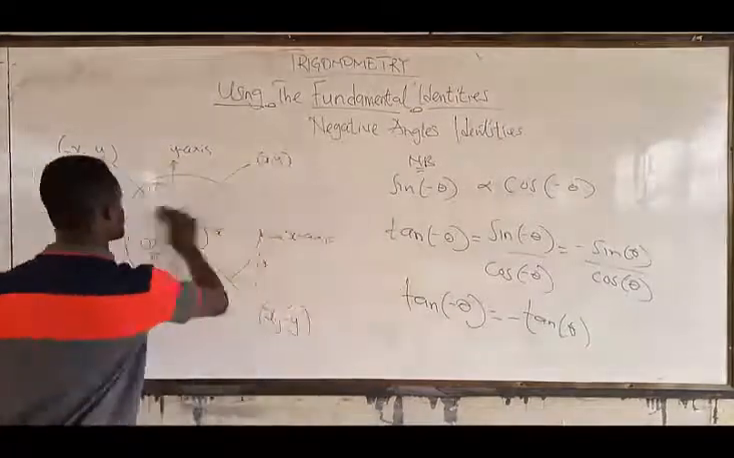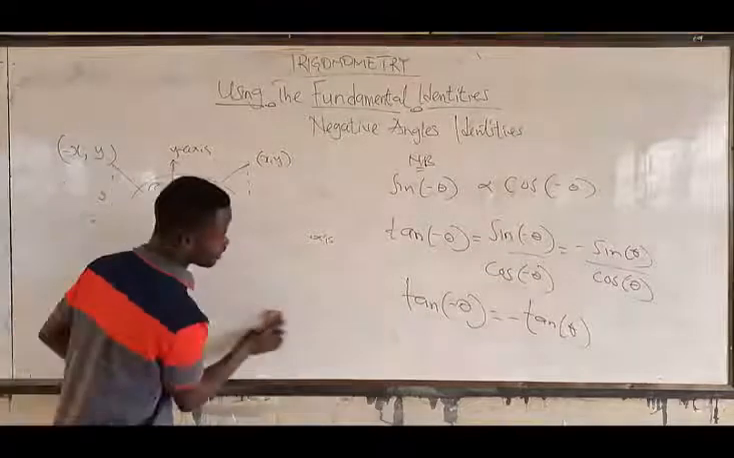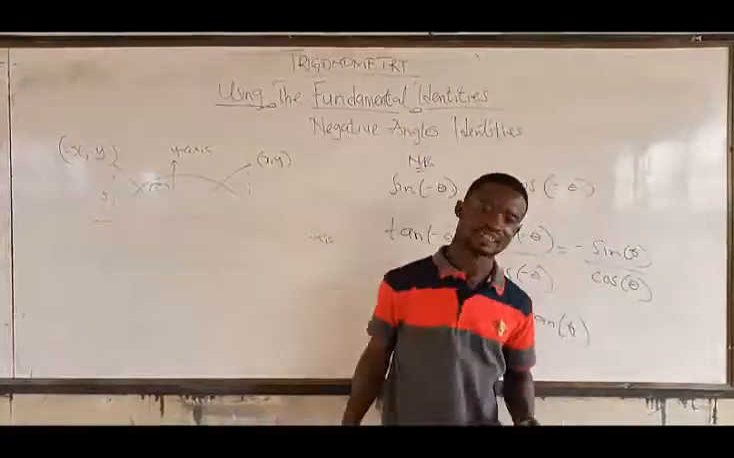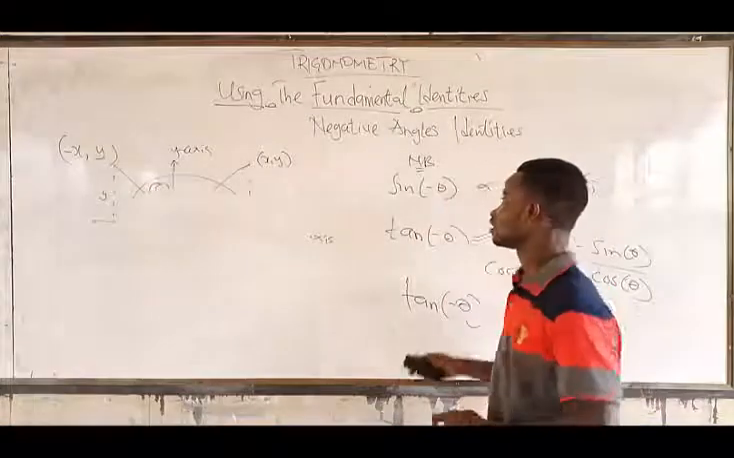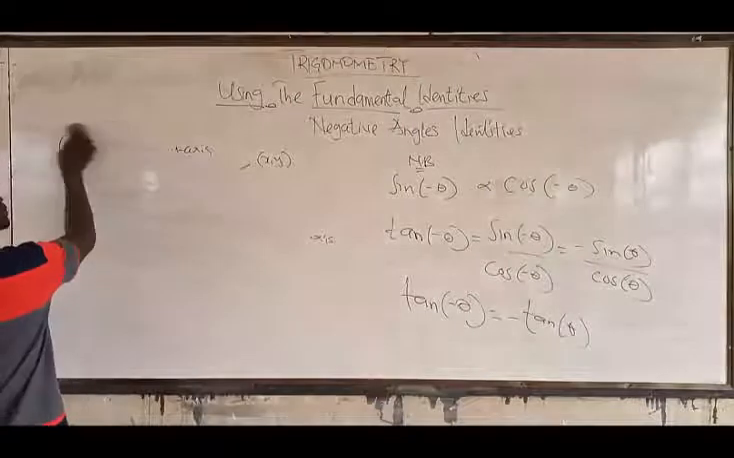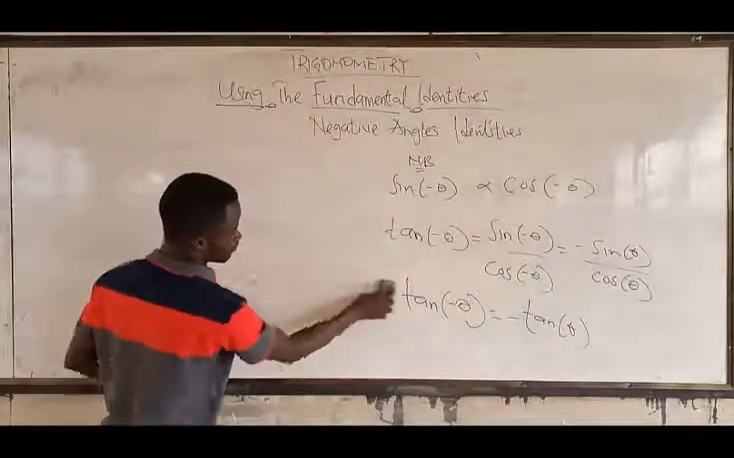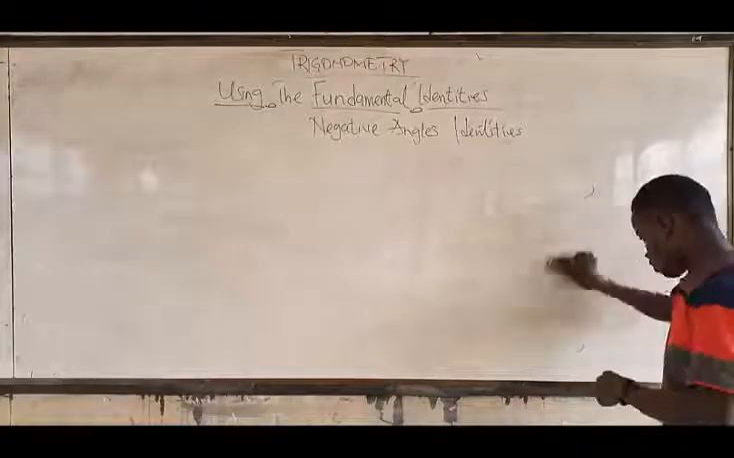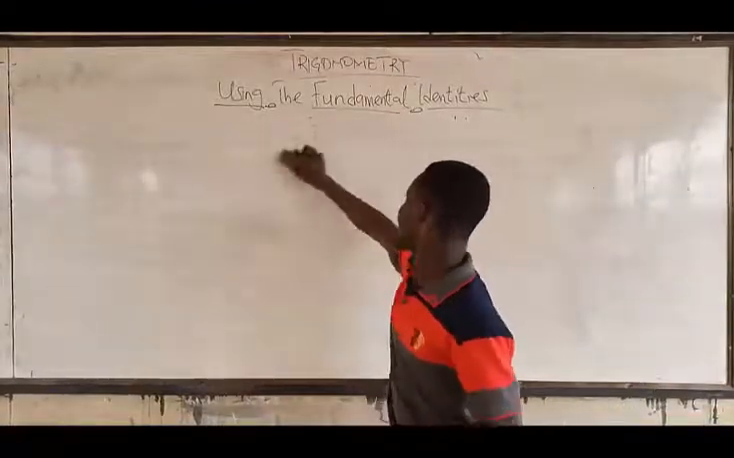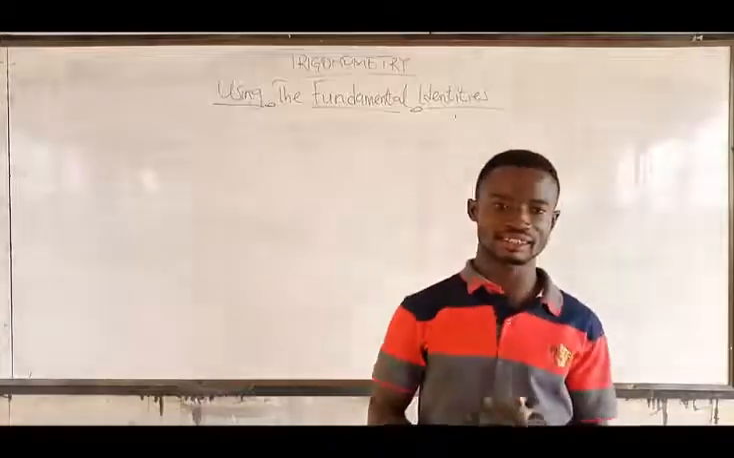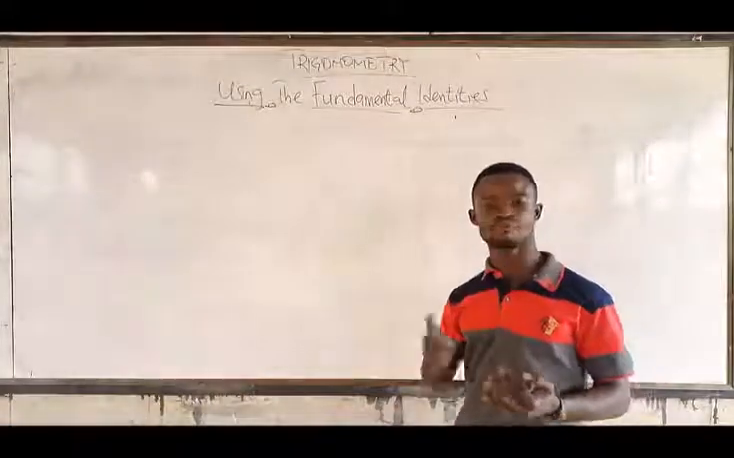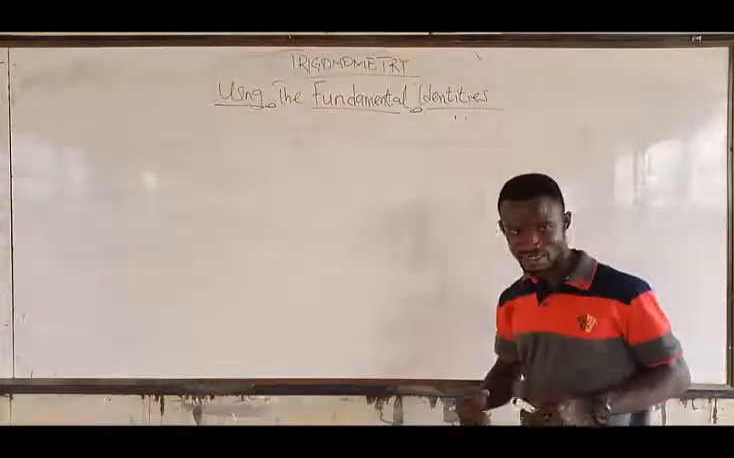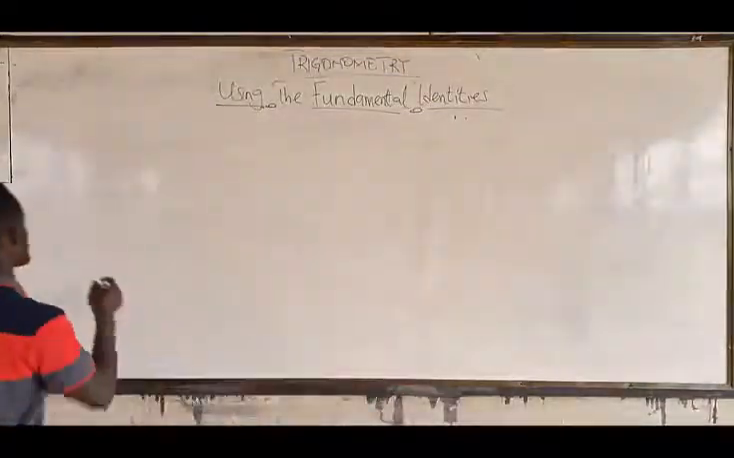Since we are done with that, let's move on to the reciprocal, the quotient, the Pythagorean, and the negative angle identities, to generalize them under the fundamental identities. All that we are saying is that the reciprocal identity, quotient identity, Pythagorean identity, and negative angle identity are all classified under fundamental identities. So let's look at the first one.